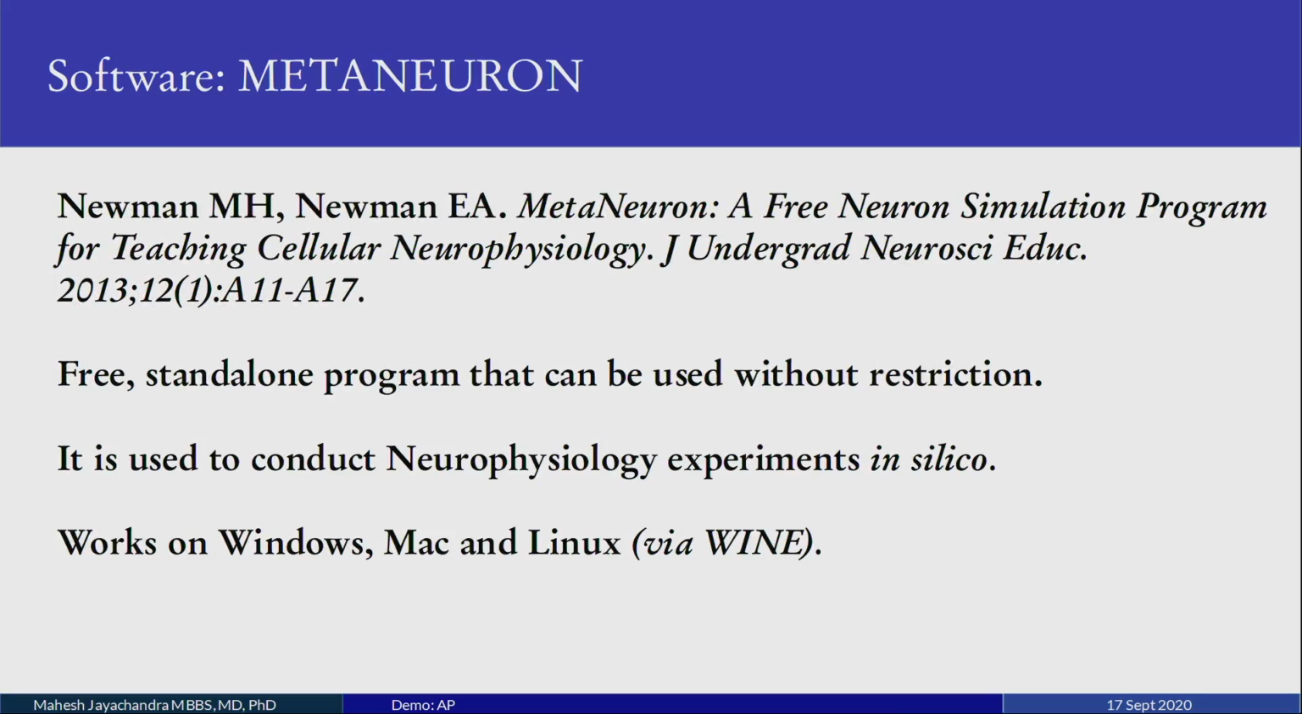Newman and Newman from the University of Minnesota. It's a free neuron simulation program for teaching cellular neurophysiology, and it was published in the Journal of Undergraduate Neuroscience Education, June 2013. So it's a free standalone program that can be used without restriction, and it's used to conduct neurophysiology experiments in silico. It works on Windows, Mac, and Linux. With Linux, it works via Wine.